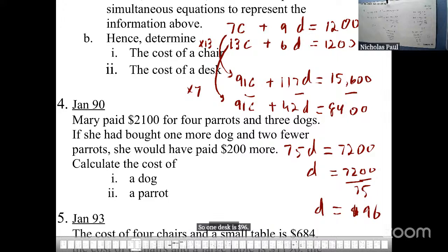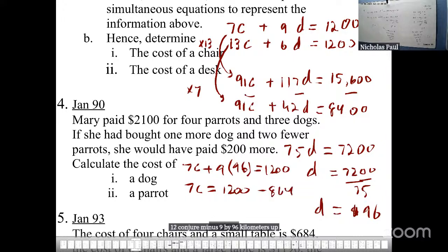And then you want to solve for a chair. So you go back to the top, right? Any equation you want. 7C plus 9 by 96 is equal to 1200. So 7C is equal to 1200 minus 9 by 96. How much is that? 864. Okay, then in the calculator, 1200 minus 864 is how much? So it's 336 divided by 7, which is 48. Right? 48.